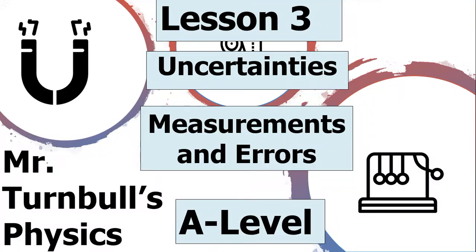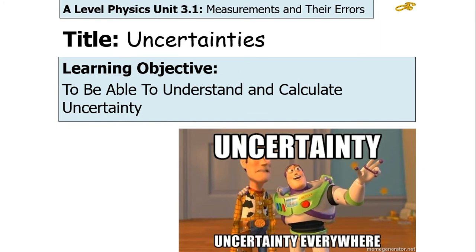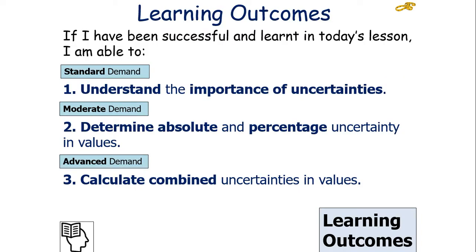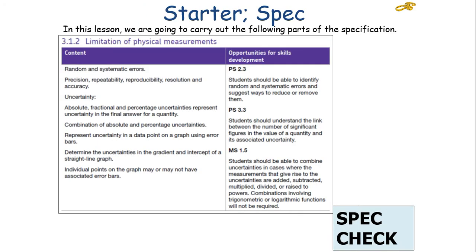Hello, and welcome to today's lesson, which looks at uncertainties in the measurements and errors topic for AQA A-Level Physics. In today's lesson, we are going to try and understand and calculate uncertainty. If we're successful, we will understand the importance of uncertainties, we can determine the absolute and percentage uncertainty in values, and finally we can calculate combined uncertainties in values, which links into the following part of the AQA A-Level Physics specification 3.1.2 Limitation of Physical Measurements.